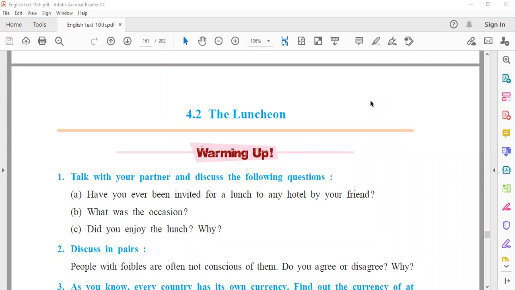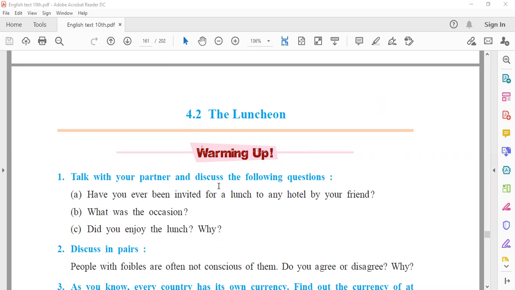Good morning, students. Today we start off with the next chapter 4.2 Luncheon. The meaning of the word luncheon is a formal lunch. Before we begin with the chapter, let us go to the warming up session.